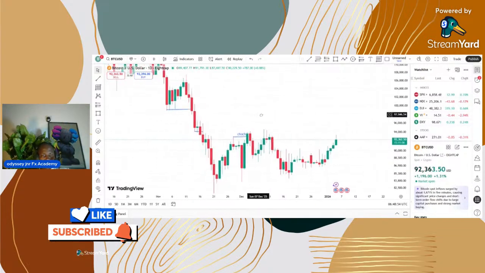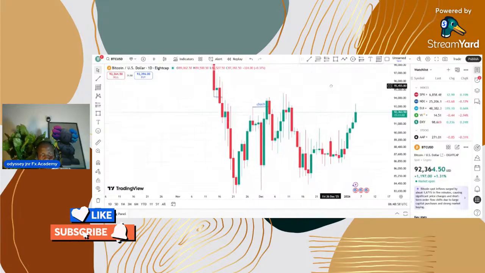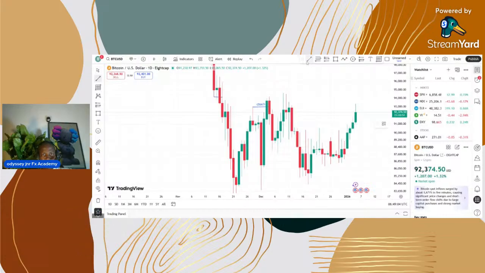Since it broke to the upside now, with the change of character, that means now we are expecting we are going bullish.